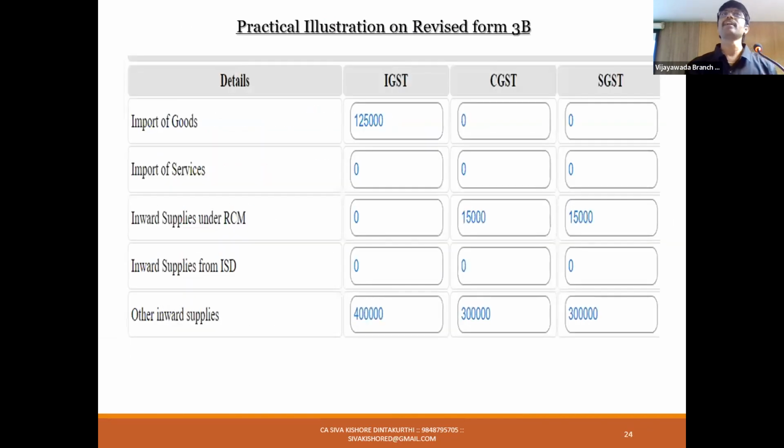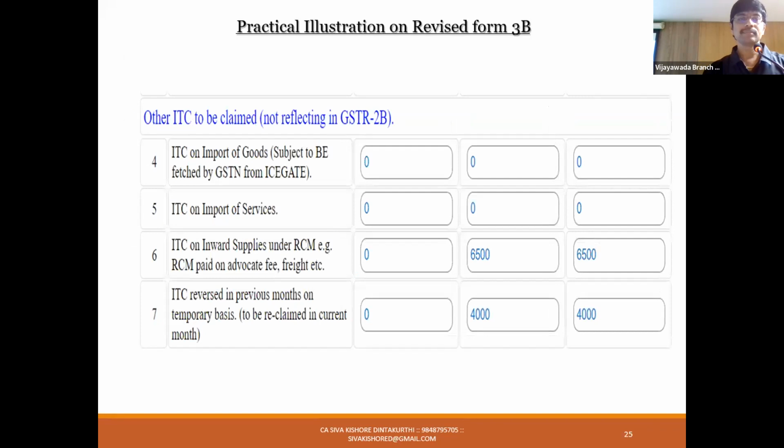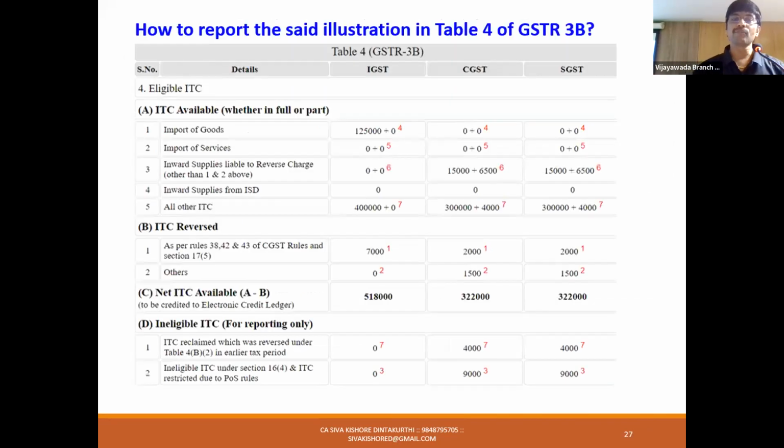With which amount have we started? 4 lakhs, 3 lakhs, 3 lakhs. Is that the only amount which we are required to put forth in 4A5? See, ITC reversed in previous months on a temporary basis, which is part of 4B2, temporary reversal of the earlier month. In order to re-avail, we have to put it forth in 4A5, coupled with 4D1. So we need to include 4,000 rupees, 4,000 rupees as part of 4A5.